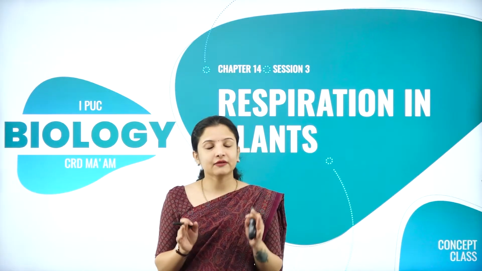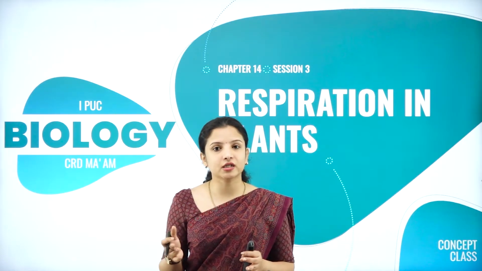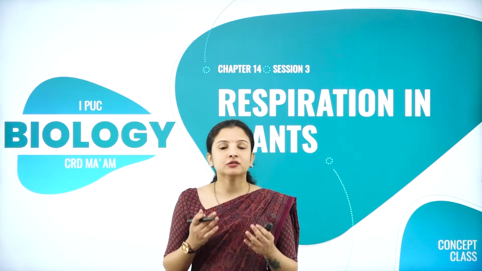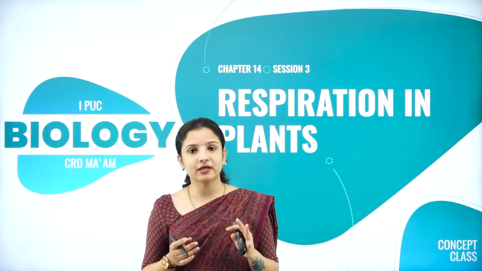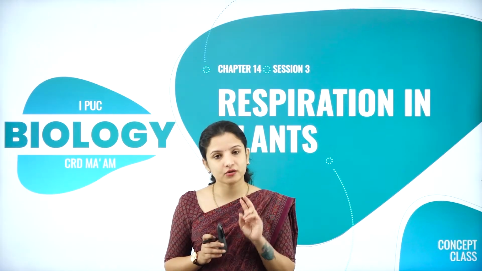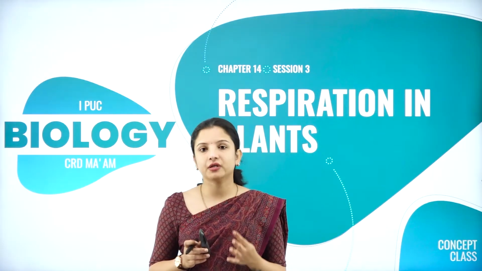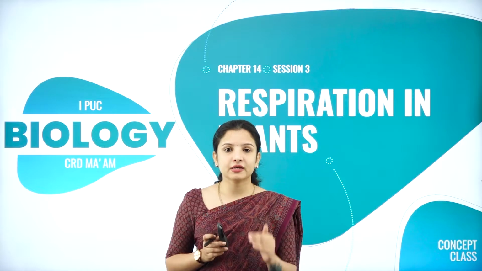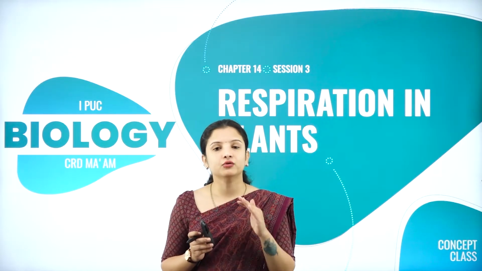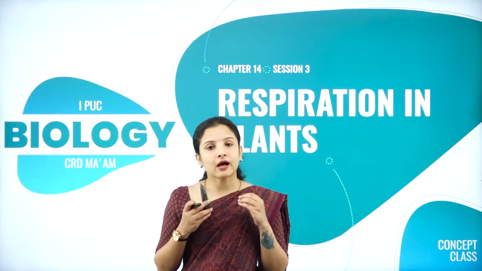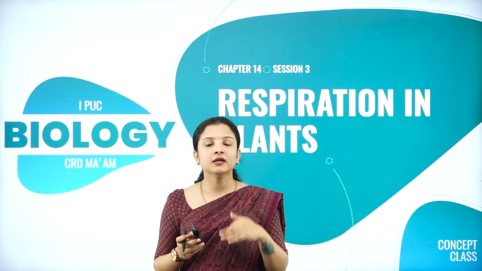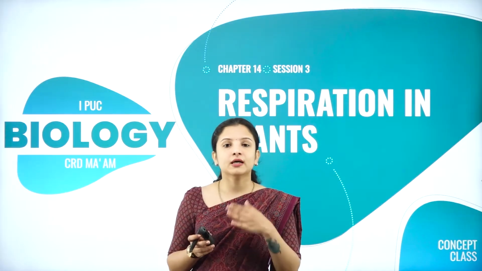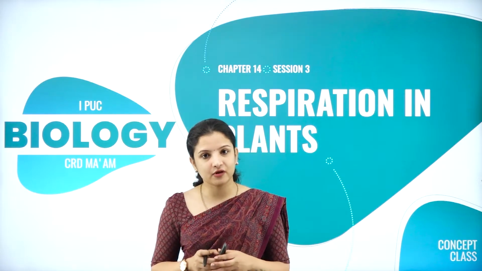For the pyruvic acid, if there is no availability of oxygen, then it will enter into the fermentation process, which we studied in the previous session of this chapter. In fermentation, we had understood that the pyruvic acid can undergo fermentation in two forms: one is lactic acid fermentation and the other is alcohol fermentation. In the presence of microbes, if the pyruvic acid gets converted into ethanol, it is called alcoholic fermentation. On the other hand, because of the unavailability of oxygen, if pyruvic acid gets converted into lactic acid, then it is called lactic acid fermentation.